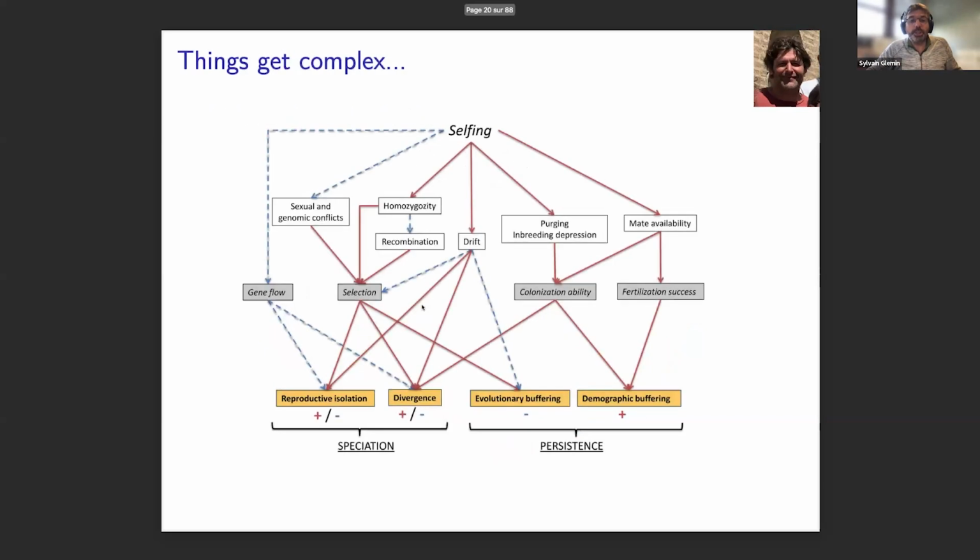So here I give a first example, which is one of my favorite examples, which is selfing. And here things get quite complex because selfing is the most emblematic example, with many effects on both the genetic functioning of a population, but also the ecology and demography. Here the point is not to read all the arrows and the effects, but you can see that selfing, through many mechanisms, can affect reproductive isolation and divergence, and evolutionary buffering and demographic buffering, in many ways. And at the end, we don't get a clear picture because for the speciation part, it's difficult to predict whether selfing will increase or decrease speciation because there are antagonistic effects for both reproductive isolation and divergence.